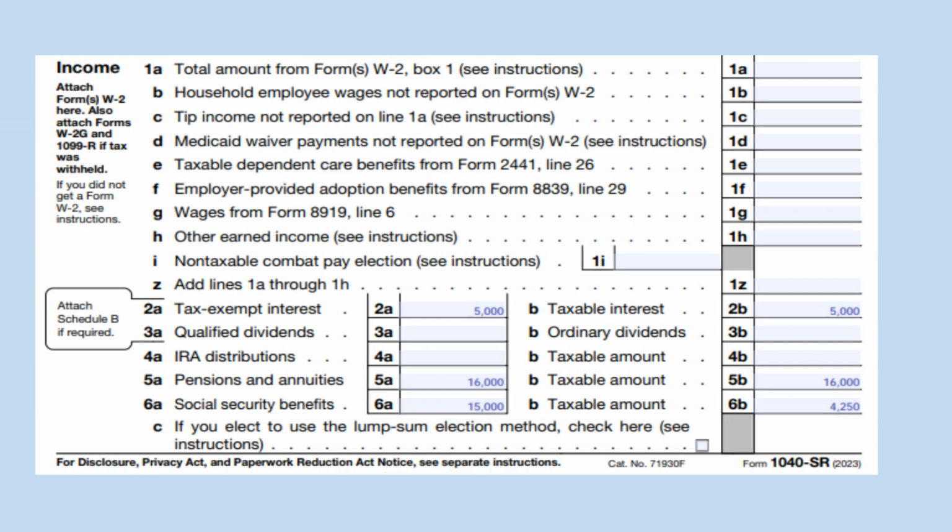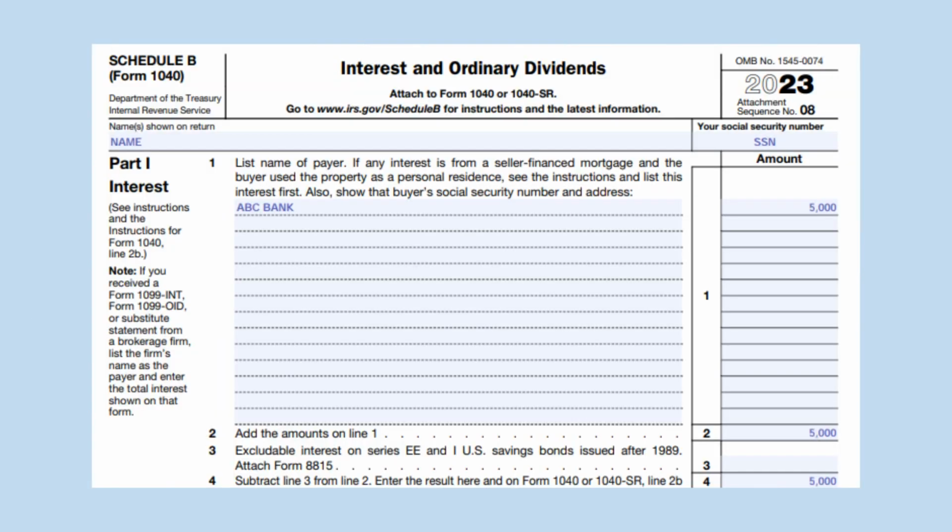In our example, you had tax-exempt interest of $5,000. Place this amount on line 2A. You also had taxable interest of $5,000. Since it is more than $1,500, you need to complete Schedule B.